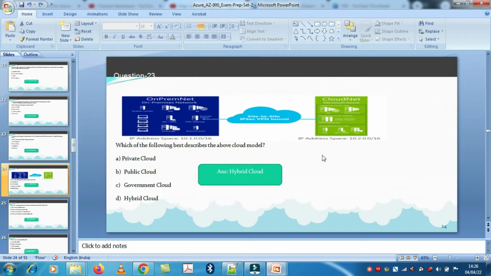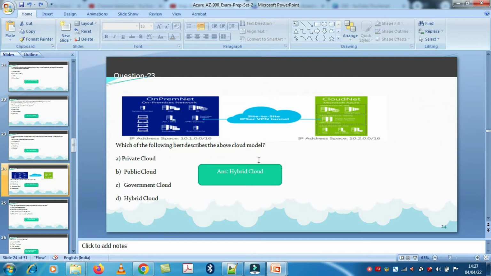Okay, moving to the next question, which of the following best describes the above cloud model? So what is this? It is on premises, and this is obviously one network to another network, that is site to site network. And if it is from one client machine to a data center, then it is point to site. Remember, okay, that is site to site, IPsec and cloud net over here. Now here what you need to mention is your hybrid cloud. So hybrid cloud is nothing but when you communicate site to site, that is from on premises to your cloud net, to your public cloud. Okay, that is your hybrid cloud.